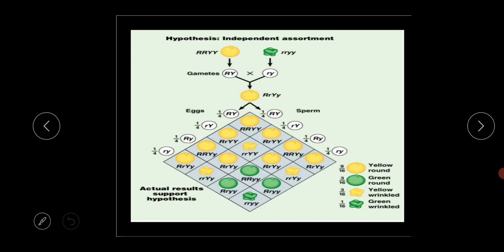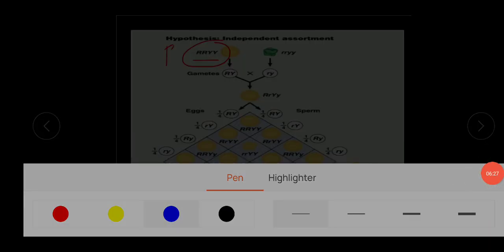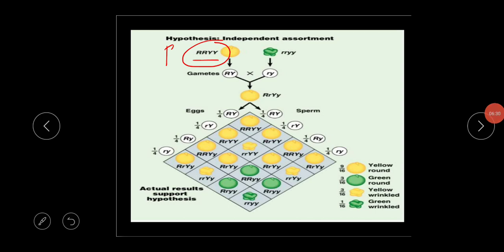The first thing is this is the P generation. In the P generation we have capital R, capital Y, and small r, small y. This is the dominant and this is the recessive. Capital R, capital Y is the dominant because it is denoted by capital letters, and small r, small y is the recessive. Why? Because the recessive character is always denoted by the small letter.